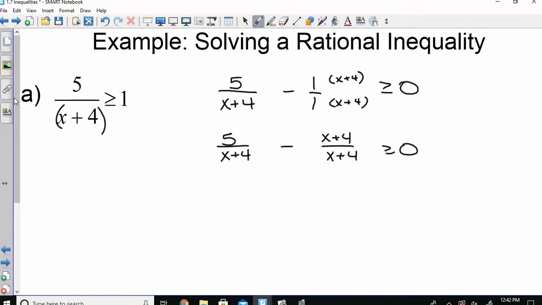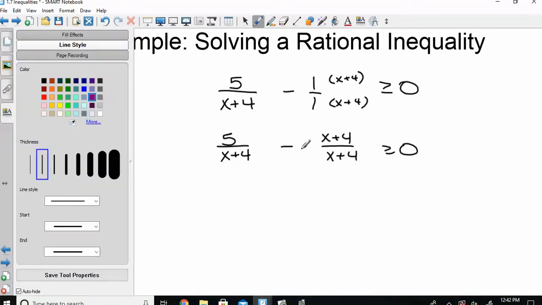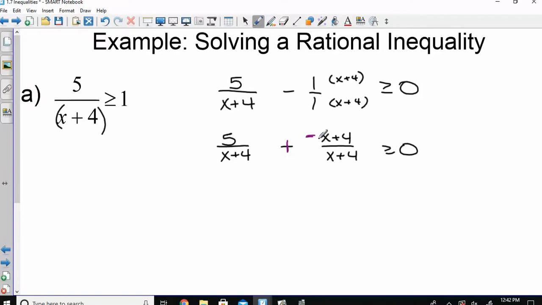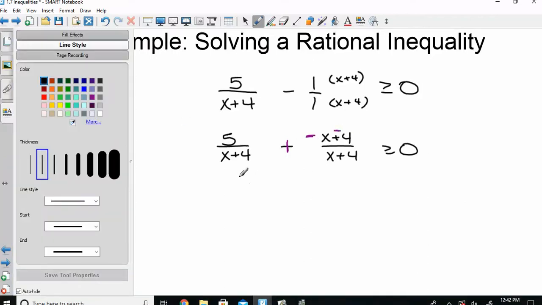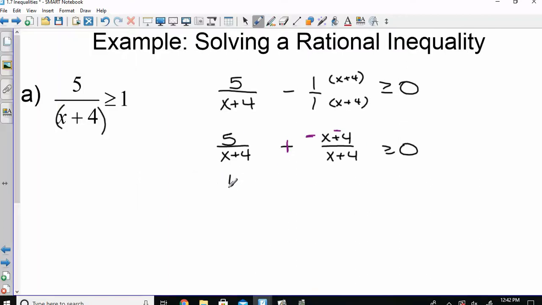Okay, so to put these together, I have to distribute this negative. So 5 and negative 4 gives me a 1 minus x over x plus 4, greater than or equal to 0.